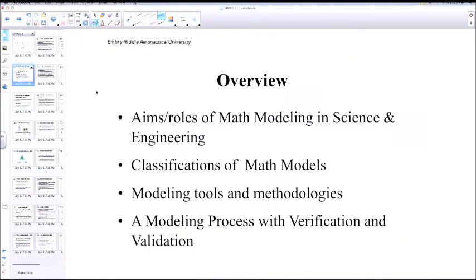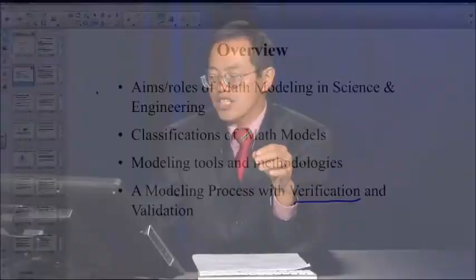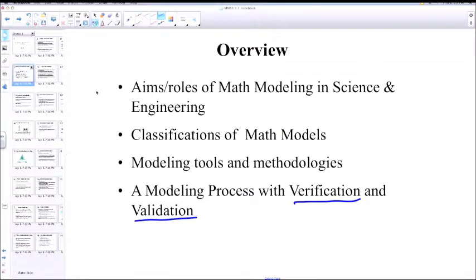As an overview, we have these 4 components. First, we look at the purpose of mathematical modeling, and then we look at all the different models, how we classify those models. After this, we look at the modeling tools and the methodologies. We only introduce 3 of them. And finally, we're going to introduce the process with emphasis on verification and validation.